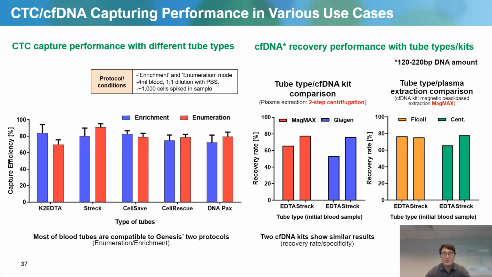We also specifically evaluated cfDNA recovery inside the range of 120 to 220 base pairs in different scenarios. Using the model sample initially collected in EDTA and STRECK tubes, we showed very similar results of total cfDNA extraction performance from the magnetic bead-based cfDNA extraction kit and the silica gel membrane-based cfDNA extraction kit. We also evaluated any cfDNA recovery difference between the 2 plasma extraction methods we explored here, which are Vacuette-based and 2-step centrifugation. Our data show similar cfDNA recovery that is over 70%.